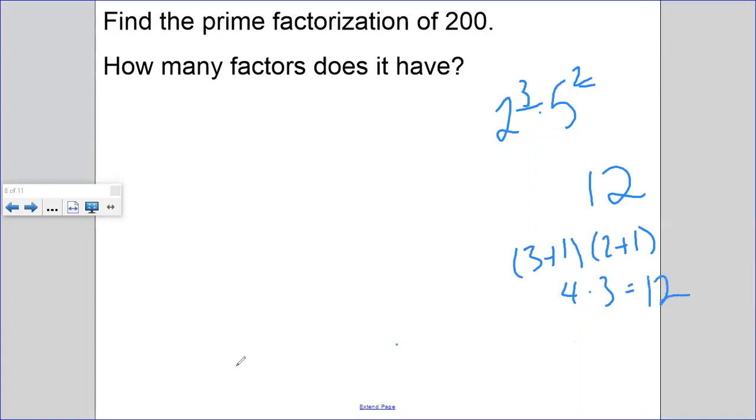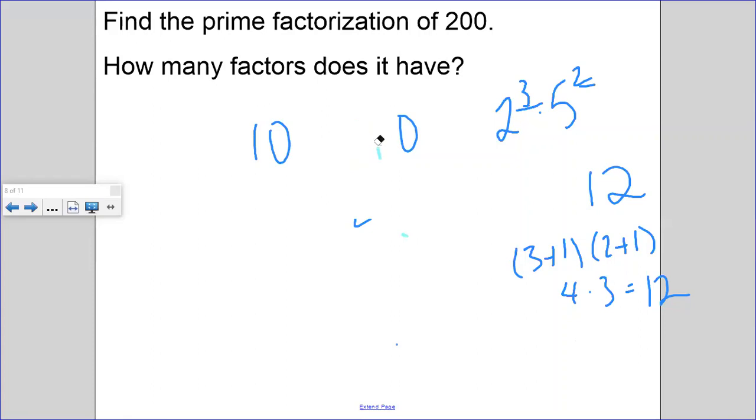Why? Because when it's including 2 to the 0, that's 1 more. So essentially we have to think about it like this. If we're trying to figure out how many factors it has, what would a factor of 200 look like? Something like 10, 20, 25. These are all factors that we could potentially have.